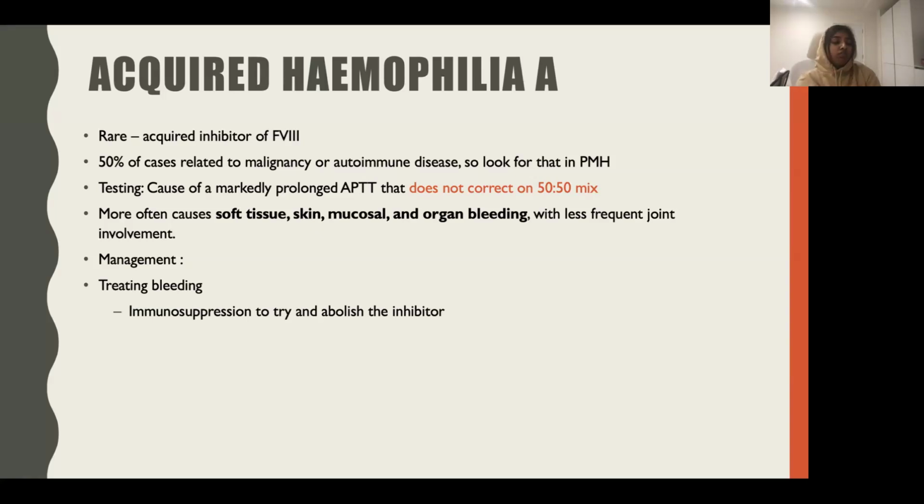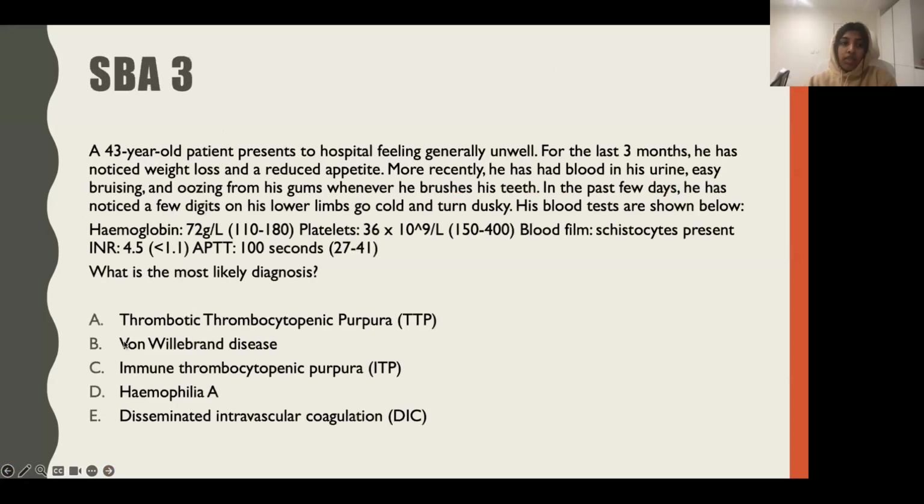Same kind of symptoms, soft tissue, so it causes soft tissue, skin, mucosal organ bleeding, but less frequent joint involvement. Again, you just treat the bleeding. In this case, you need to do immunosuppression because they have that inhibitor, and try and abolish the inhibitor so that whatever antibody they have is dealt with. But yeah, this is niche, so don't worry about it too much.